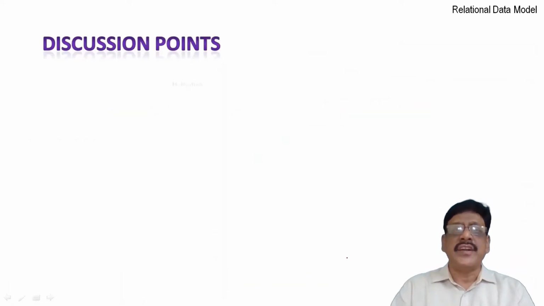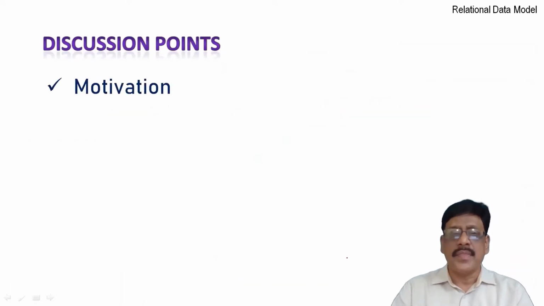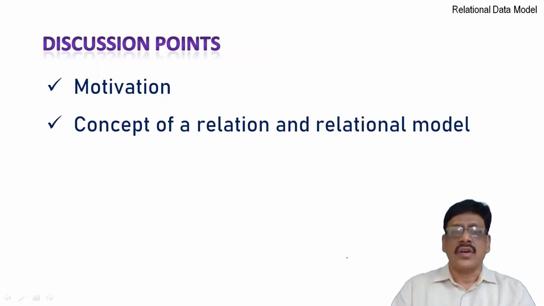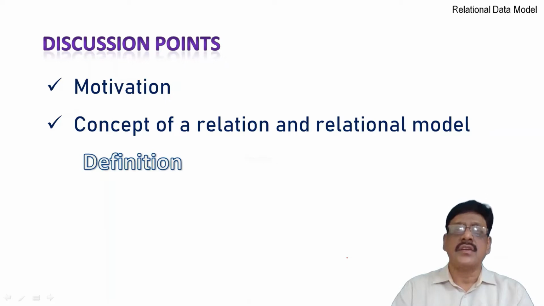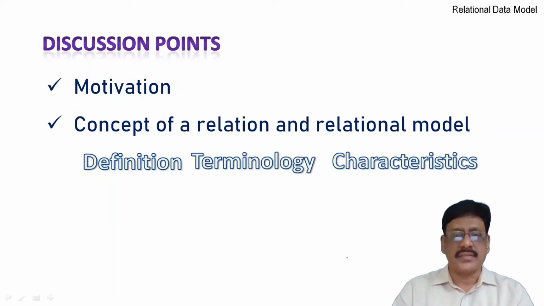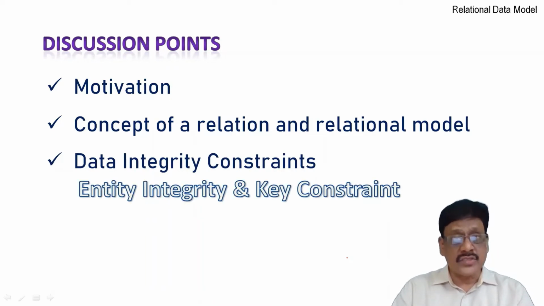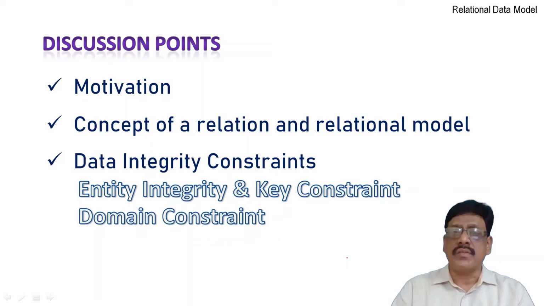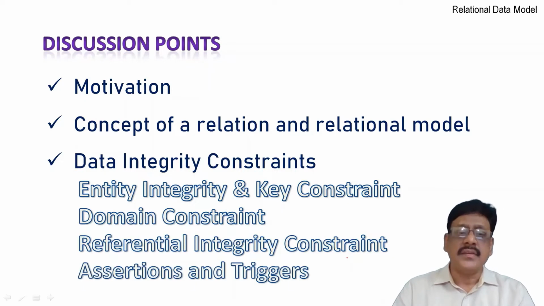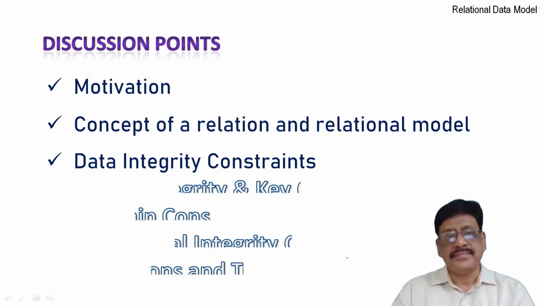The discussion points include the motivation of this relational model, the concepts of relation and relational model, which includes the definition, terminology, and characteristics. After that, we'll learn the data integrity constraints, which include entity integrity and key constraint, domain constraint, referential integrity constraint, and assertions and triggers.